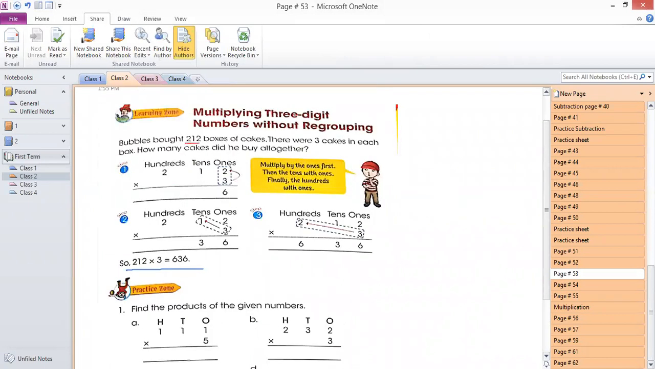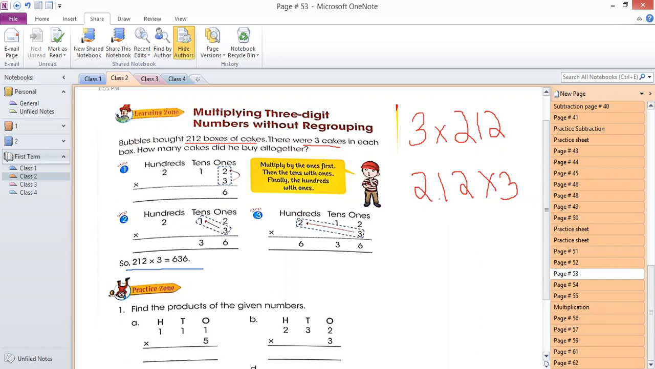Bubble bought 212 boxes of cakes. There were 3 cakes in each box. How many cakes did he buy all together? So guys, in one box there are 3 cakes, and 212 such boxes are there. That means if you want to find out how many total cakes there are, you will multiply 3 by 212, or I can also write 212 by 3.